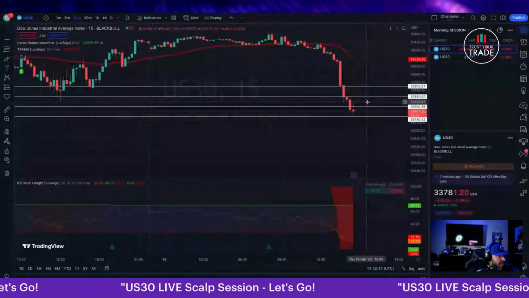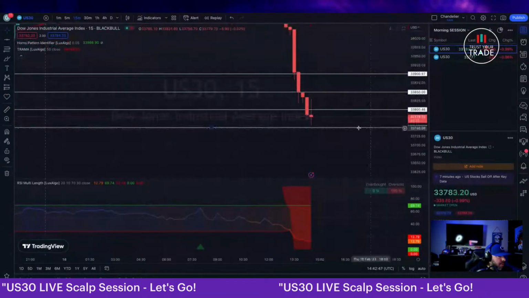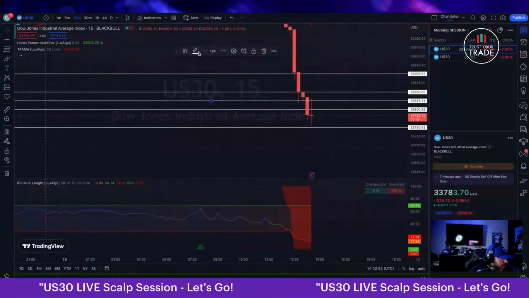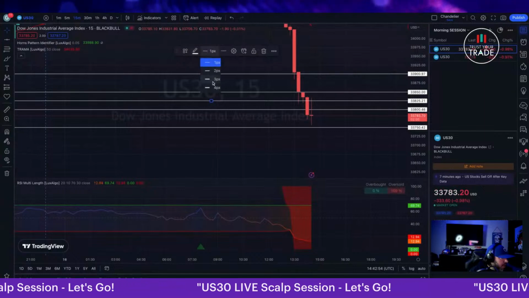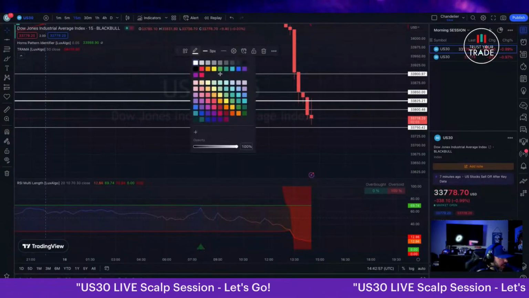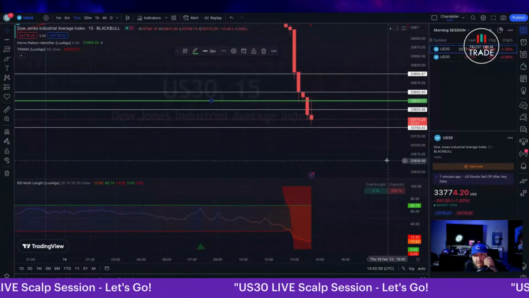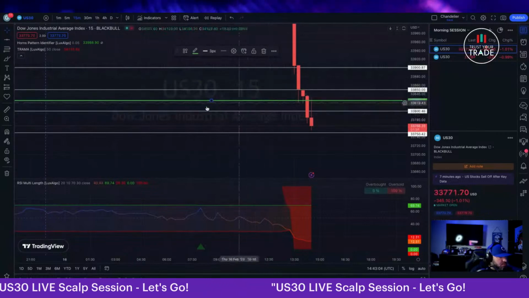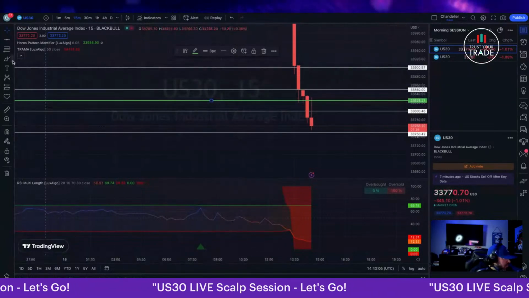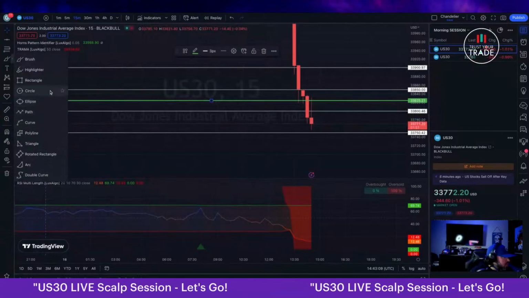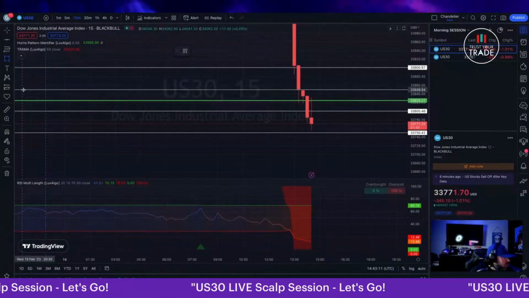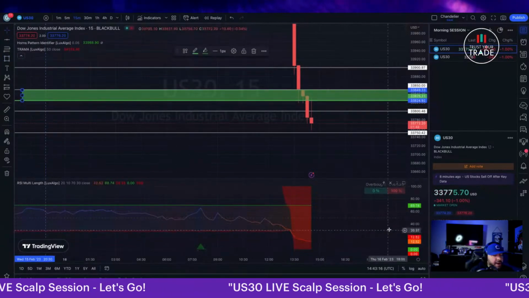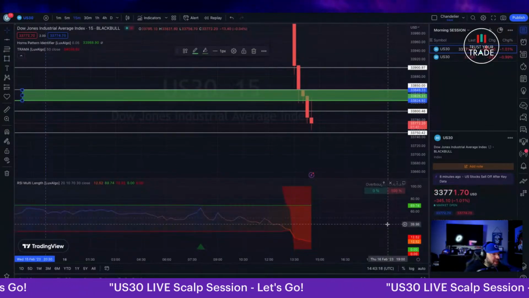Okay, so I'm gonna mark this up right here. Put a halfway point, and we're gonna go like this. And that's gonna be our money line. Okay, so this is my money line. So if she comes into this area right here, this is where we'll be looking at getting a trade.